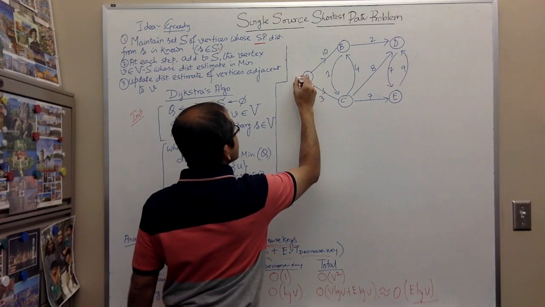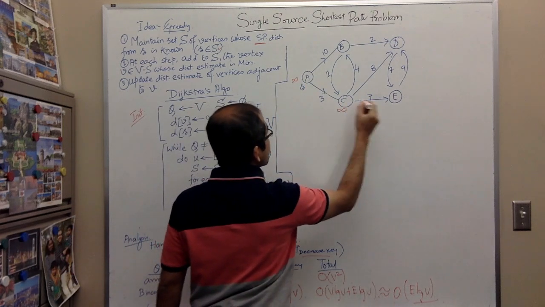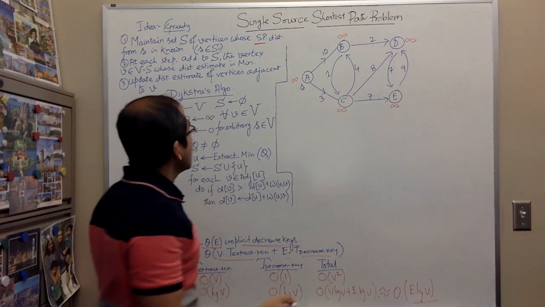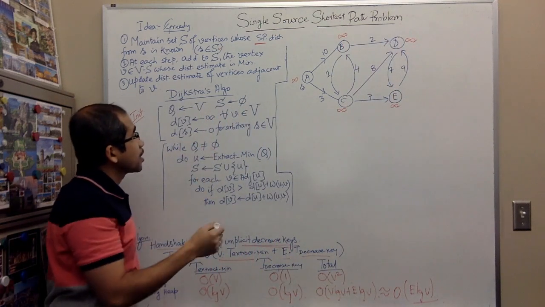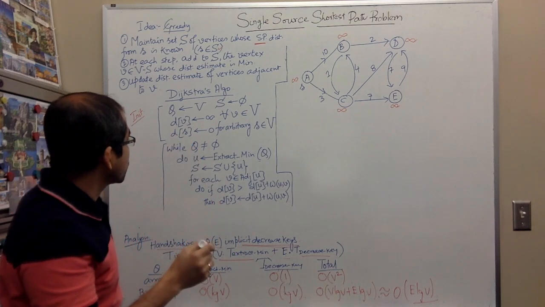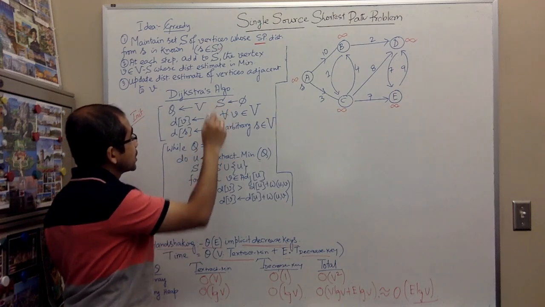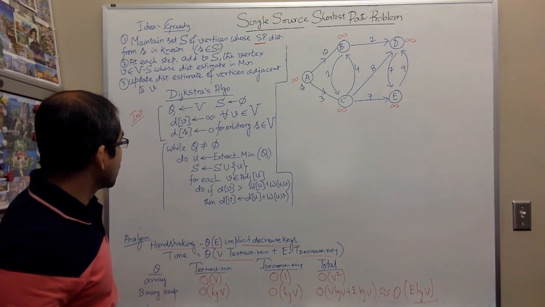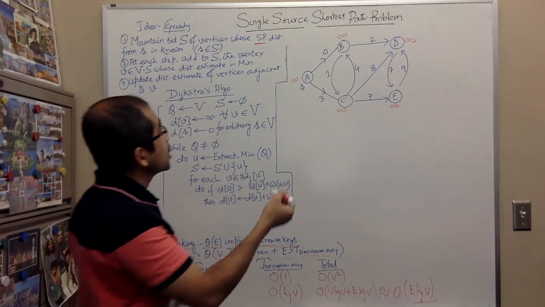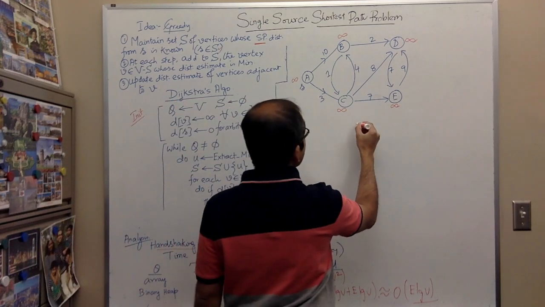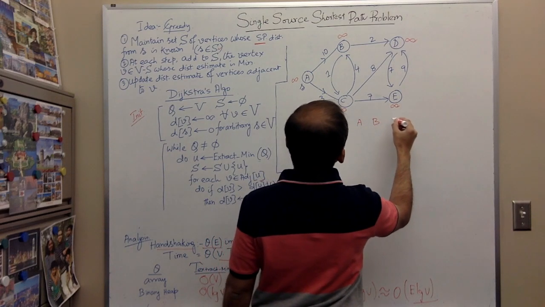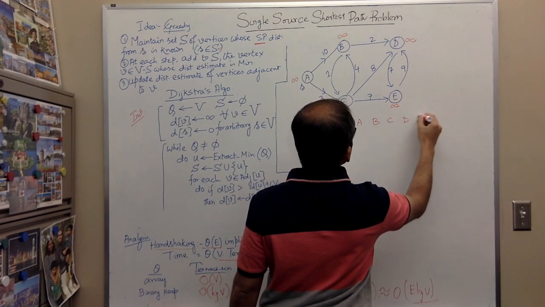So these are all infinity distance estimates. Now select an arbitrary vertex s and make the distance estimate of that vertex 0, and then we put that vertex into the set capital S. That will be the next step. Let's see here. So what about the priority queue? Let me write the priority queue. This is A, this is B, this is C, this is D, and this is E.